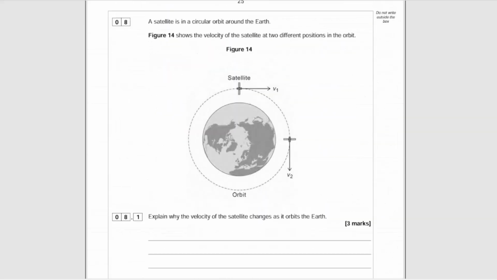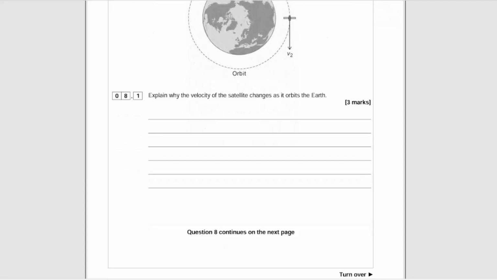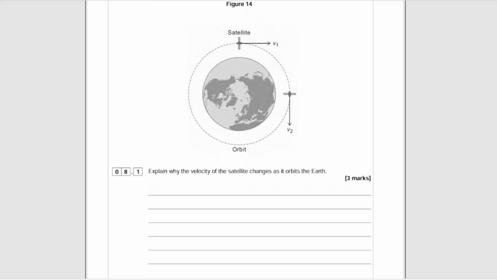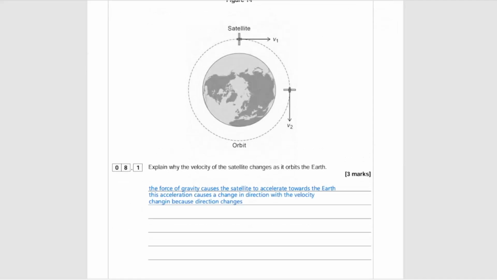Now, moving on to question 8. A satellite is in a circular orbit around the Earth. Figure 14 shows the velocity of the satellite at 2 different positions in orbit. I'm asked to explain why the velocity of the satellite changes as it orbits the Earth, and of course, the answer I wrote isn't here because PDFs are evil.